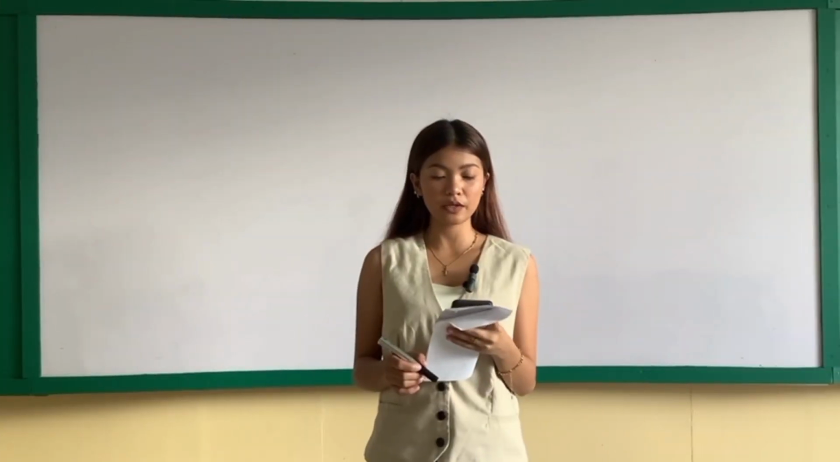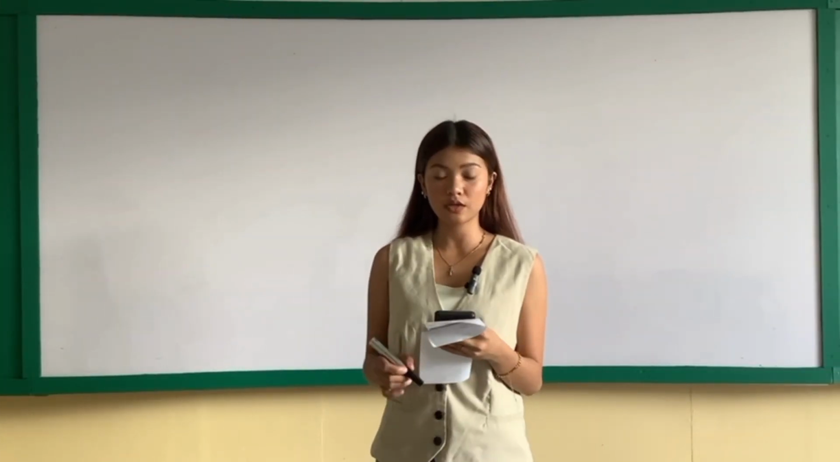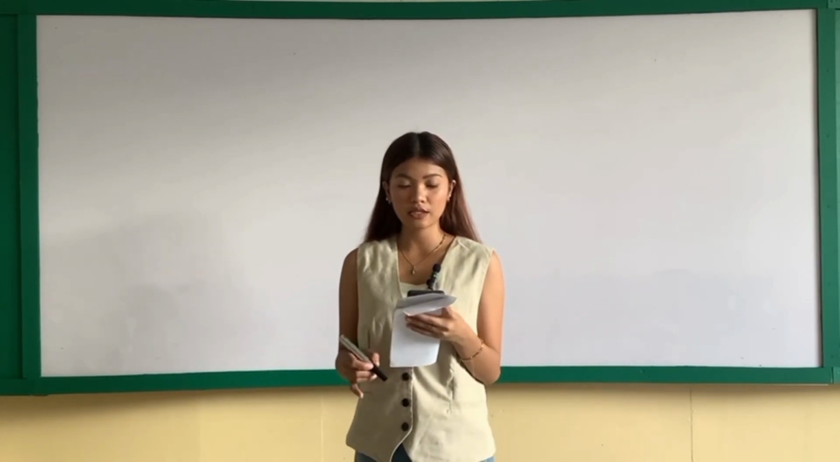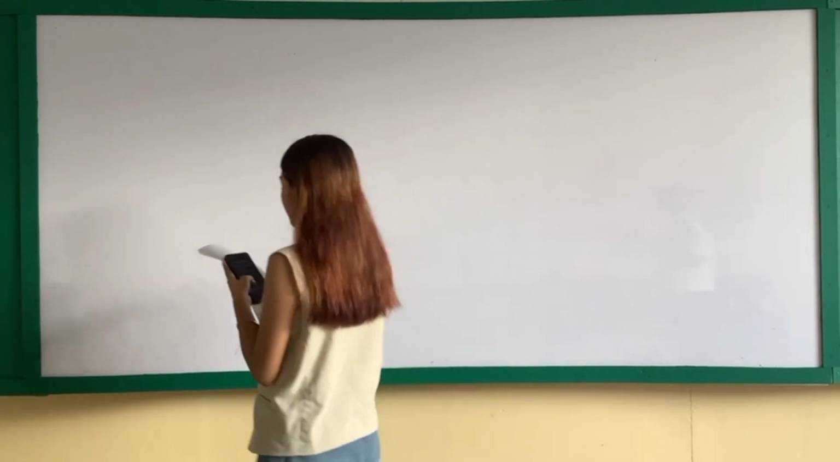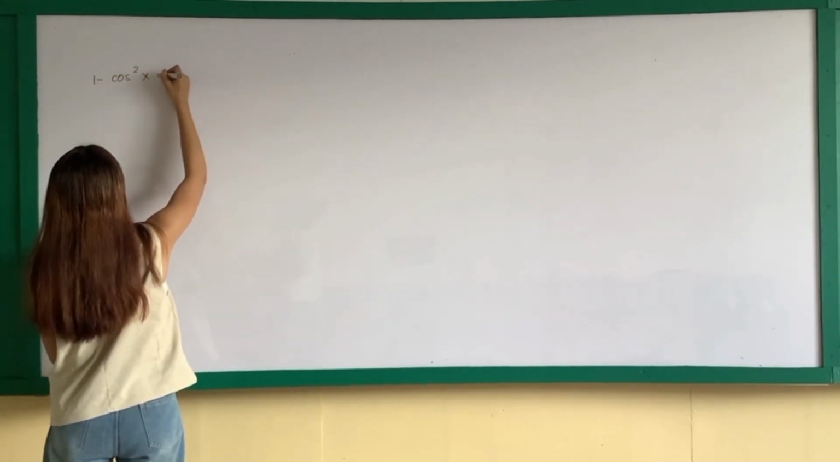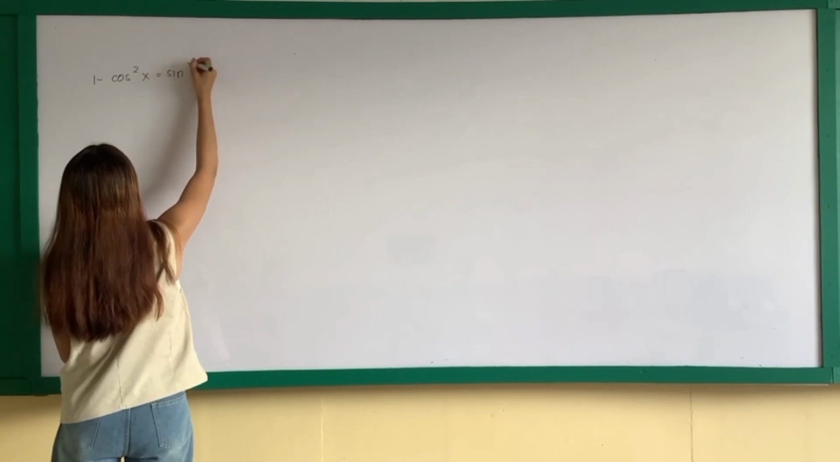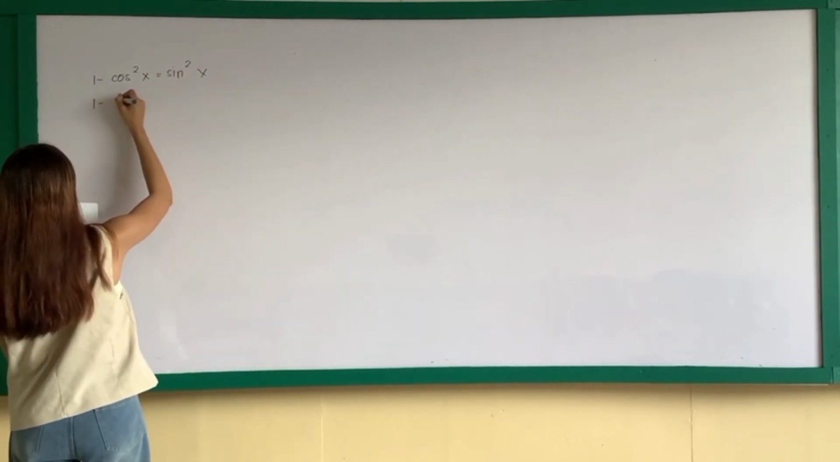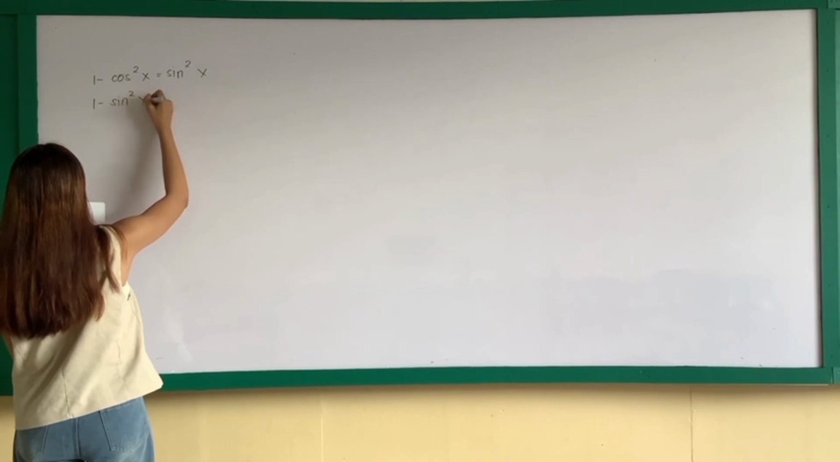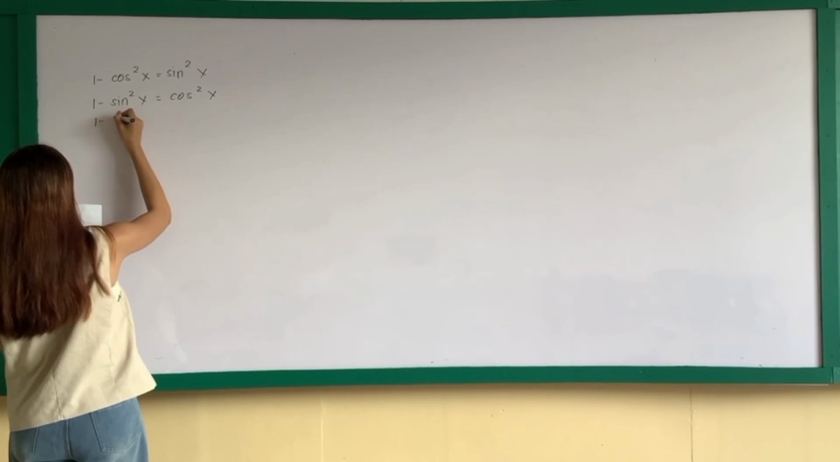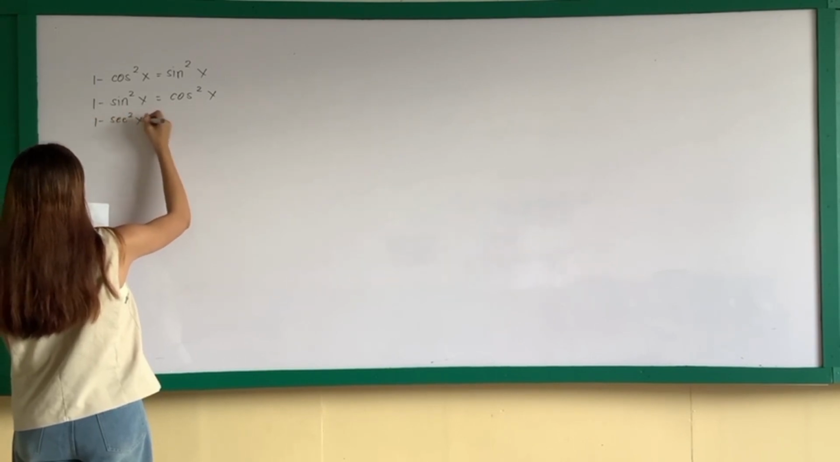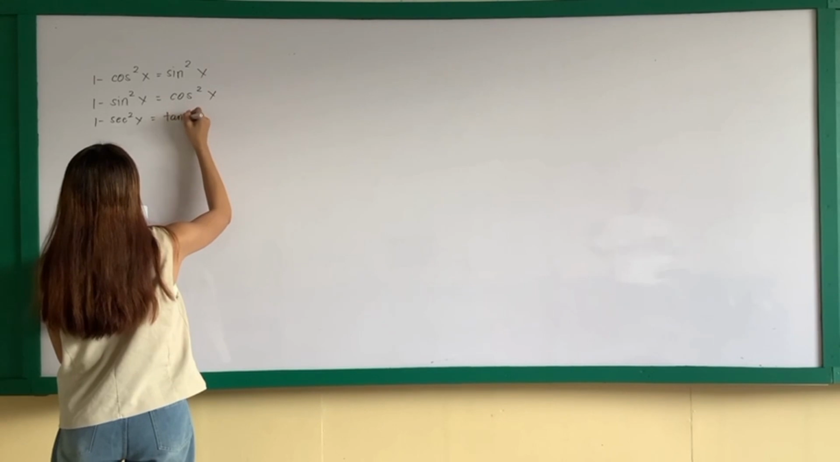So now let's proceed to our topic 2, which is the trigonometric transformation. When you see trigonometric functions like sine, cosine, or identities like sine squared x, it's helpful to remember formulas such as 1 minus cosine squared x equals sine squared x, 1 minus sine squared x equals cosine squared x, and 1 minus secant squared x equals tan squared x.